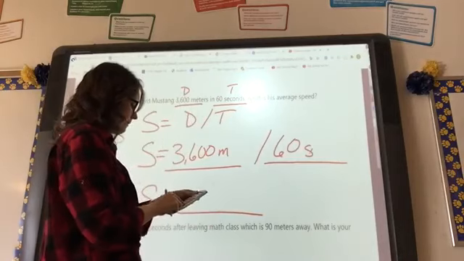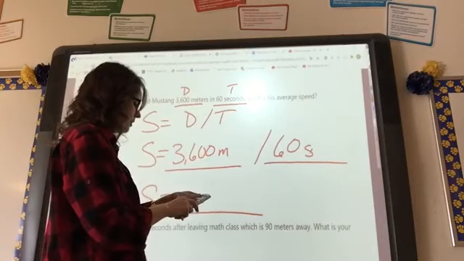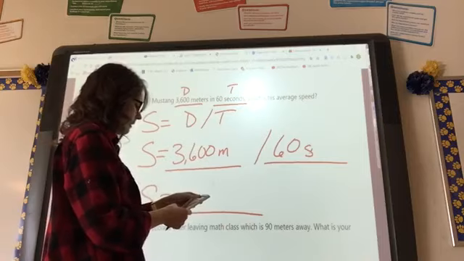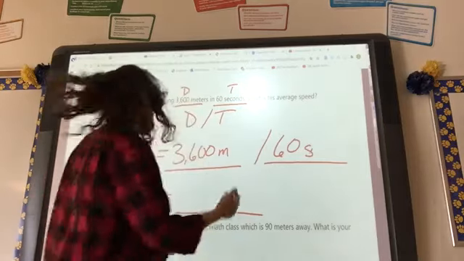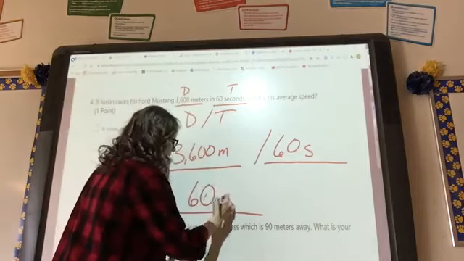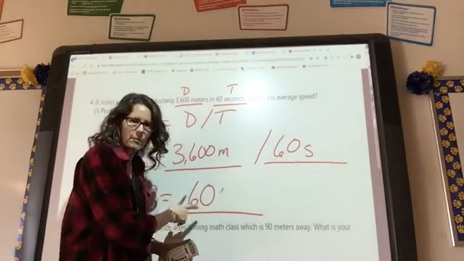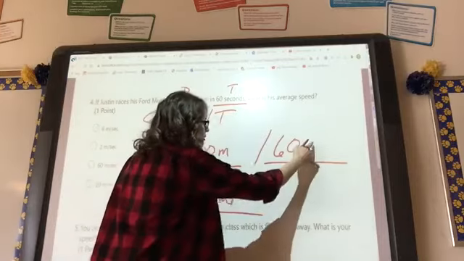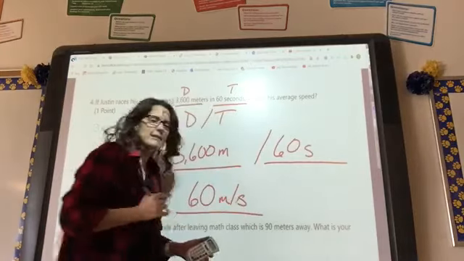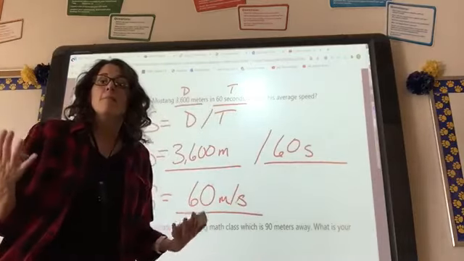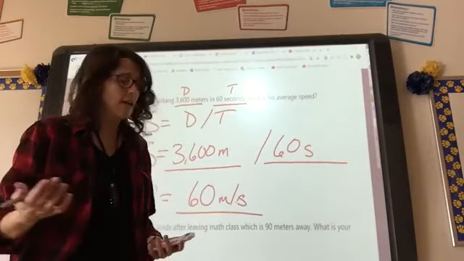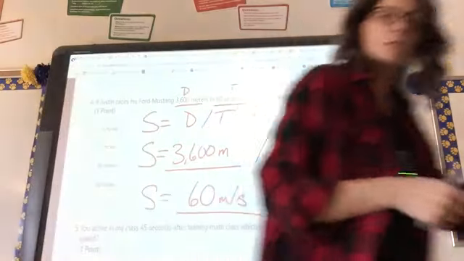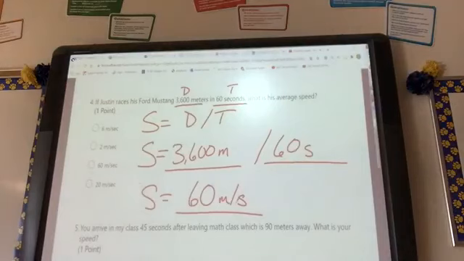Is that right? 3,600, we'll do it twice just to make sure. Divided by 60 equals 60. That's kind of cool. So 60, no willy-nilly numbers, we gotta have units, right? 60 m for meters per s for second. So 60 meters per second, okay? Well, let me run over here and scoot this up for us. And we'll look at number 5.